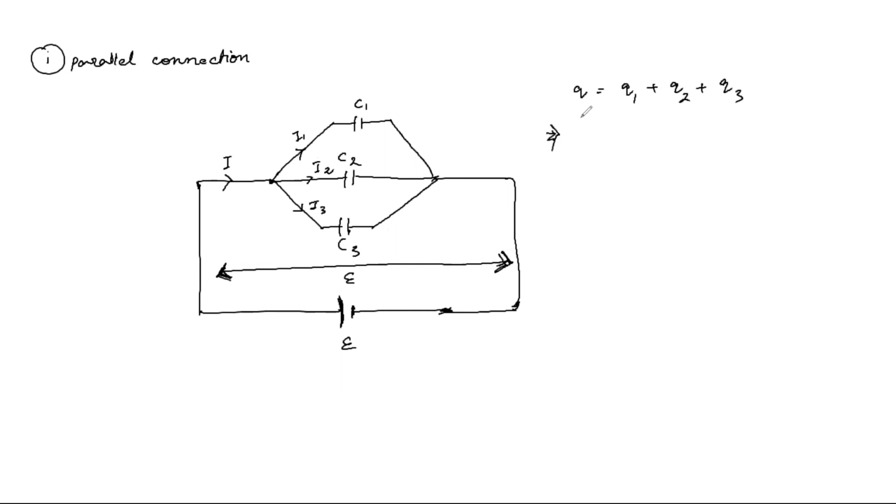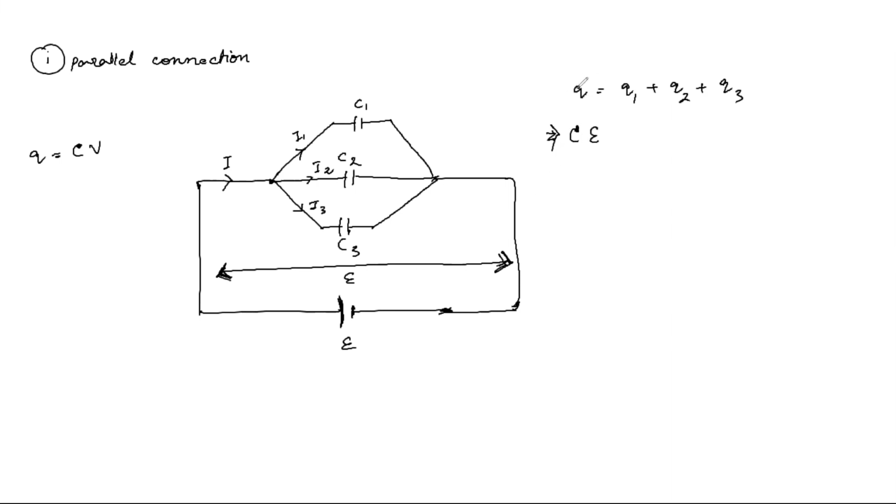Now we have this relation that Q is nothing but the multiplication of capacitance with the electric potential. That is why we write here that Q is nothing but CV. V is the potential drop, but in this case the potential drop is E. So we are going to replace this V by this E, the EMF of the battery.